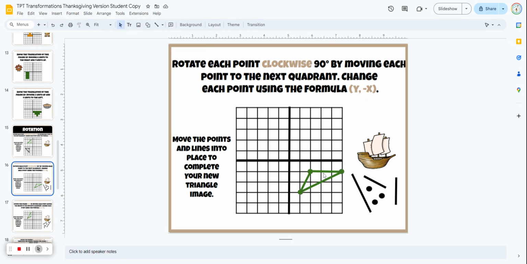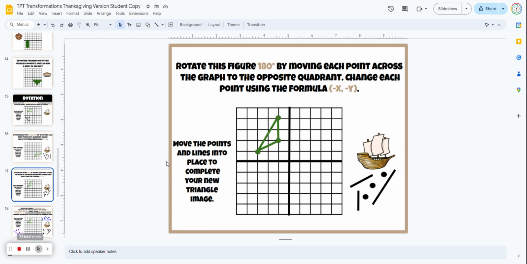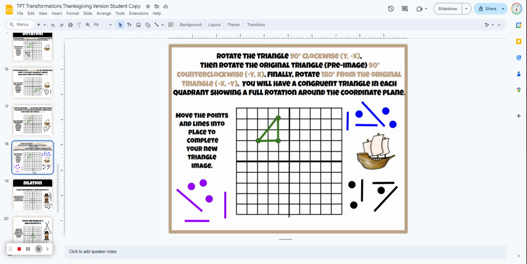And if we move clockwise 90 degrees, it will again be in quadrant 3. So they're going to do the same thing. They're going to take each point, using this formula, find a new point in quadrant 3. Here they're going to be moving 180 degrees using this formula. And then on the final rotation slide, they're going to be using 3 different rotations. They're going to show this triangle as it moves all the way around from quadrant 1, 3, and 4, using these points and these lines. And it gives the formula for each one of those movements.